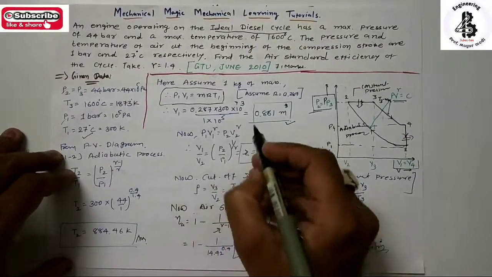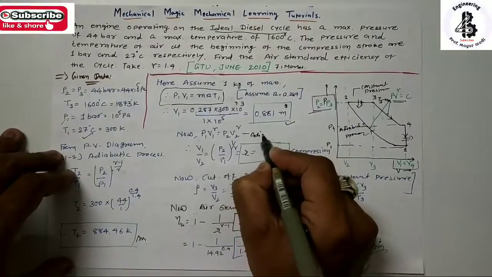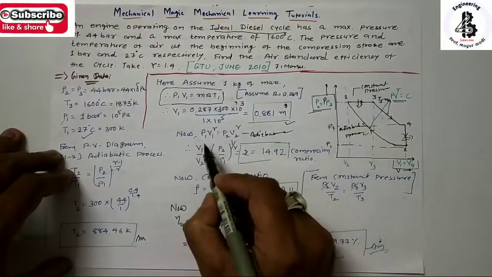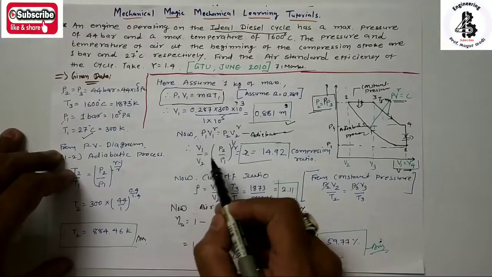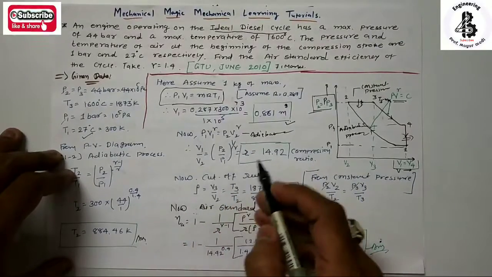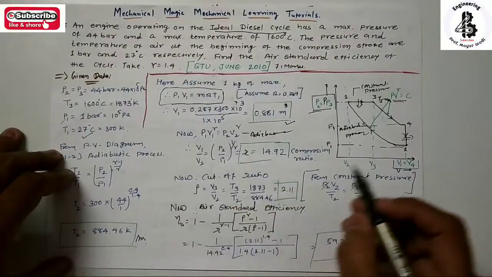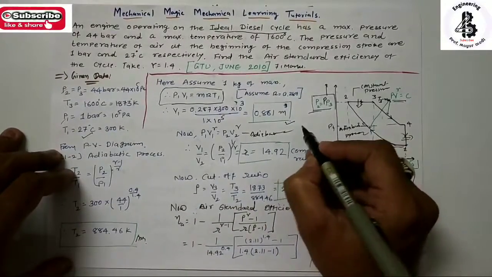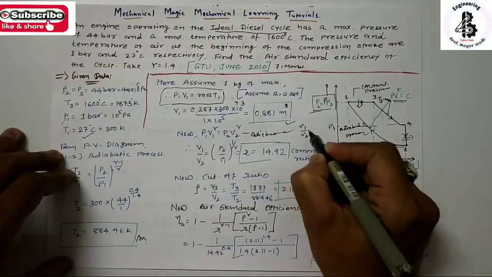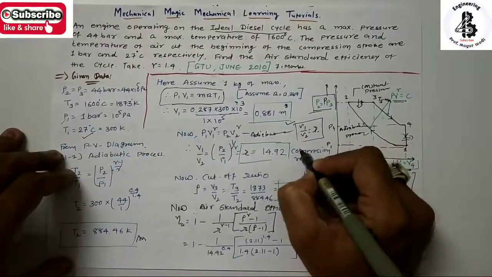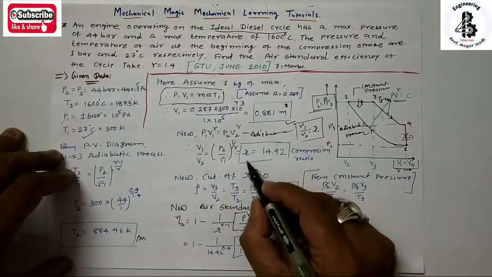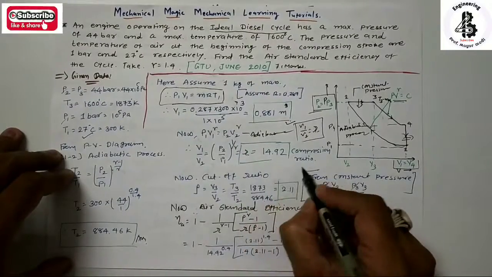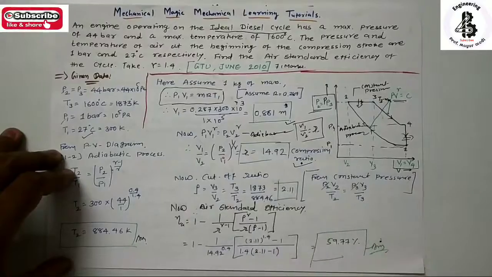As per the adiabatic process, P1 V1 raised to gamma equal to P2 V2 raised to gamma. So V1 upon V2 equals P2 upon P1 raised to 1 upon gamma. Here V1 upon V2 is called the compression ratio for the diesel cycle. So finally you will get r equal to 14.92, which represents the compression ratio.